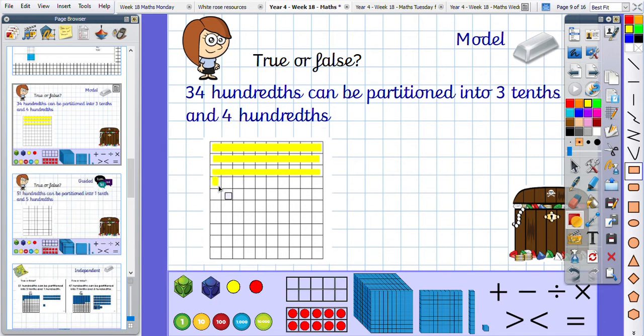So 1, 2, 3, 4. Now, is that the same as 34 hundredths? Well, let's count. I know I've got 10, 20, 30 hundredths there, 31, 32, 33, 34. So yes, it's true.